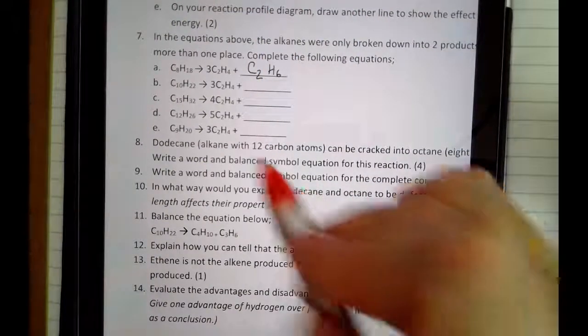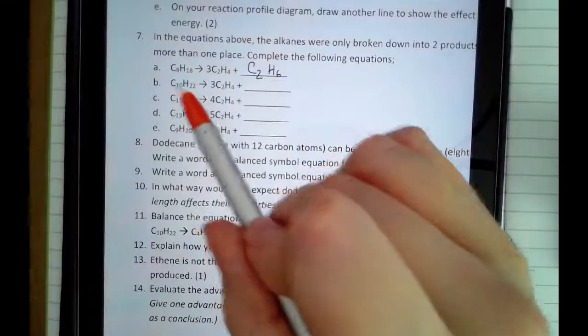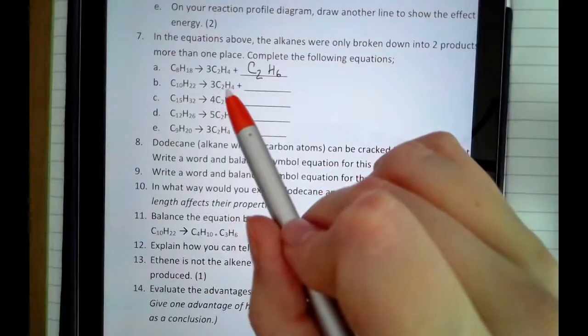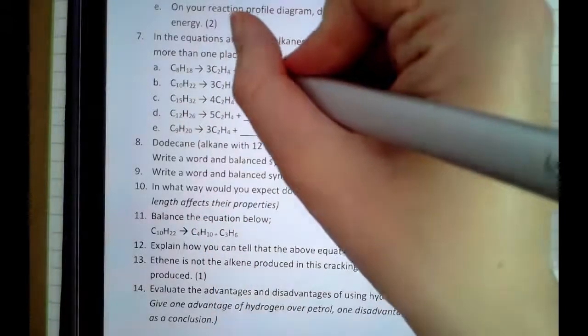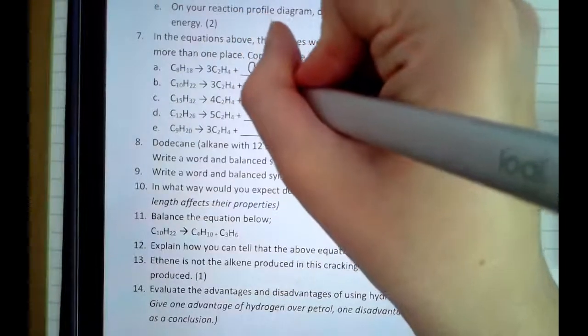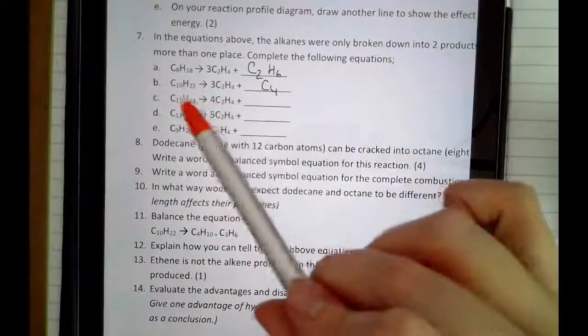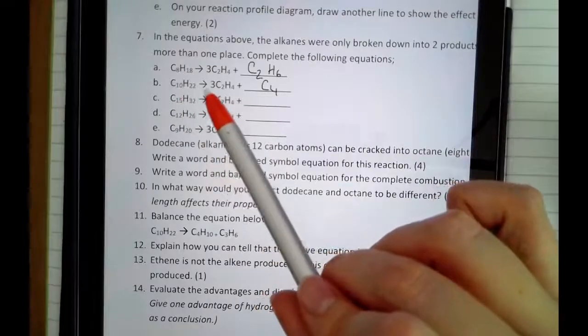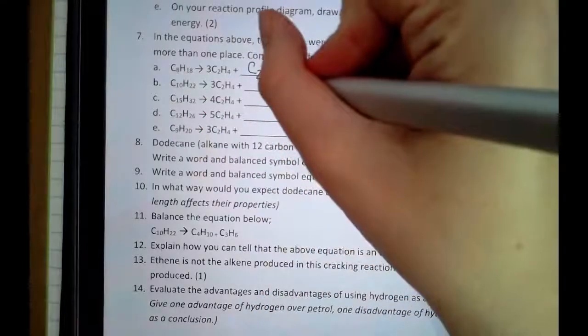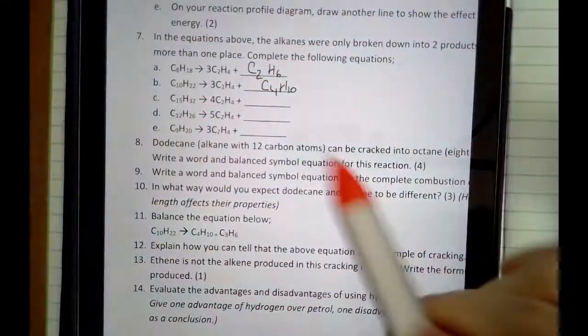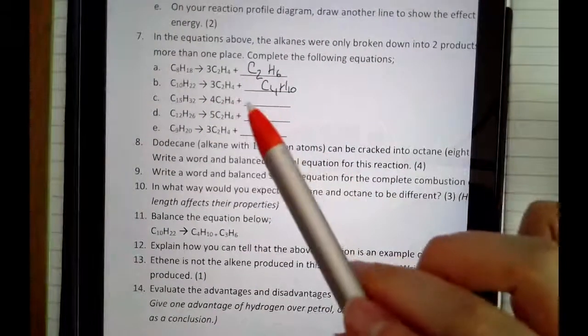All right, if I do the next one, I've got 10 carbons on the left. On the right I've got 3 times 2, I've got 6, so I need another 4 carbons on the right hand side. With my hydrogens, I've got 22, and 3 times 4 is 12, which means I need another 10. Okay, so when I add these up, they should perfectly balance.